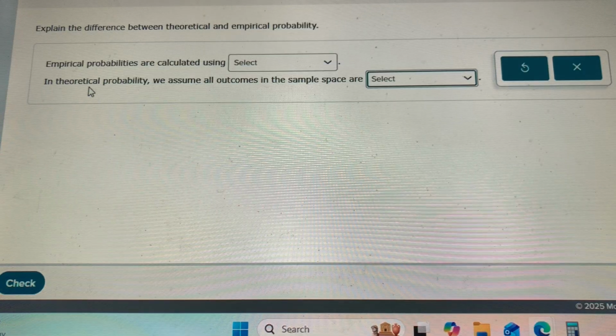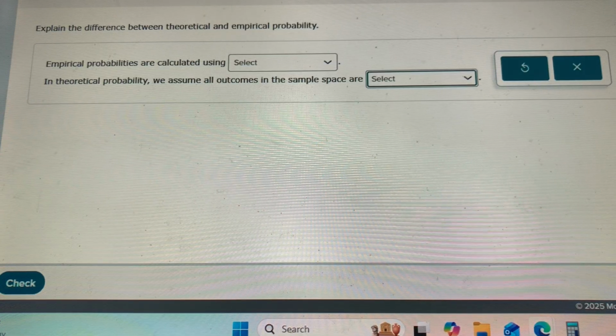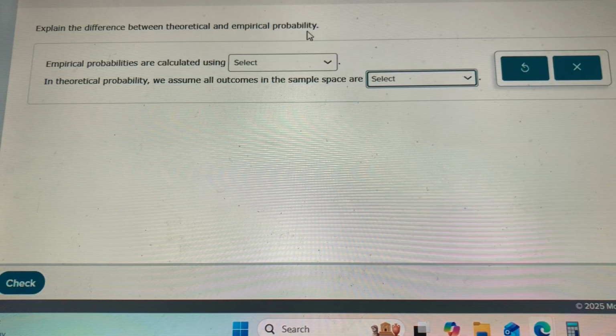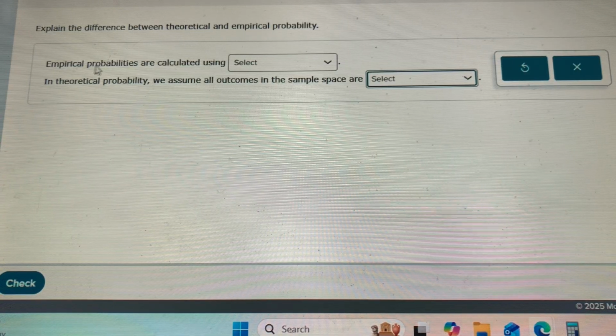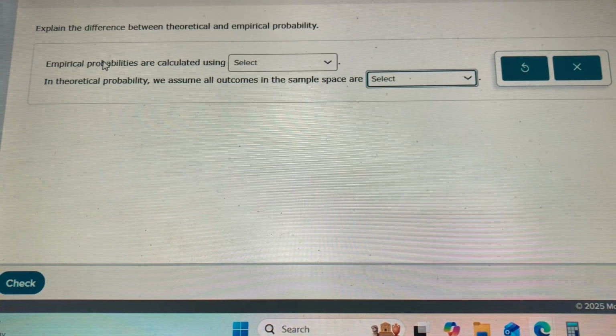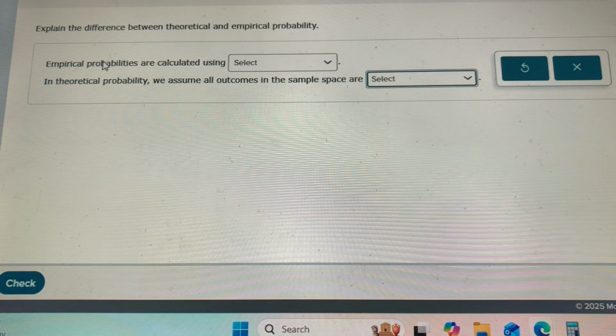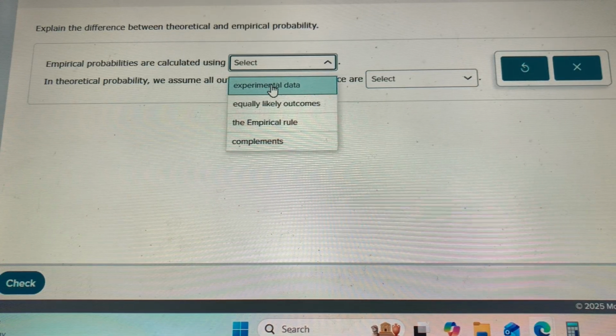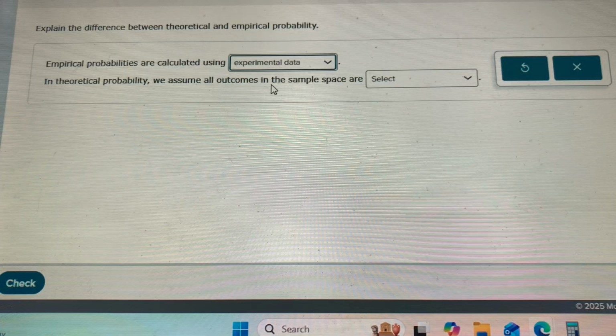And that's what they're talking about here in this very first problem of section 10.1, basic concepts of probability. It says explain the difference between theoretical and empirical probability. Empirical probabilities are coming from samples if I actually sit down and roll the die. If I roll a die 6 times, I may or may not get 1 out of 6 of them to come up as a 3. They're calculated using experimental data. You have to actually do an experiment to figure out empirical probabilities.